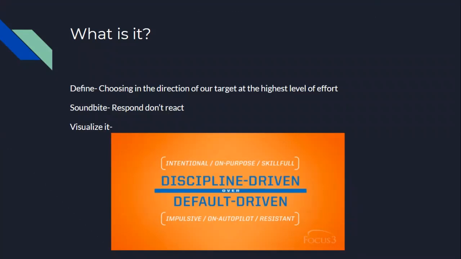So when you put it all together, discipline driven, choosing in the right direction of our target at the highest level of effort. So that encompasses the intention, the purpose, and the skill. And we'll get into that in the next slide. So our quick soundbite for players, we want them to respond, not react.